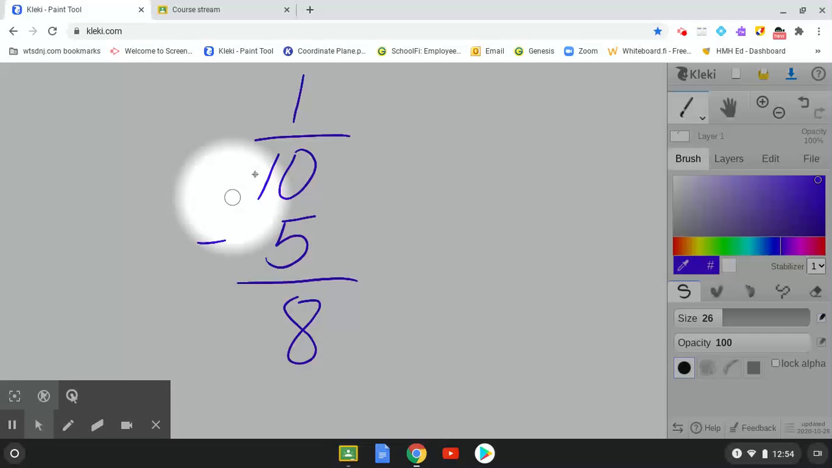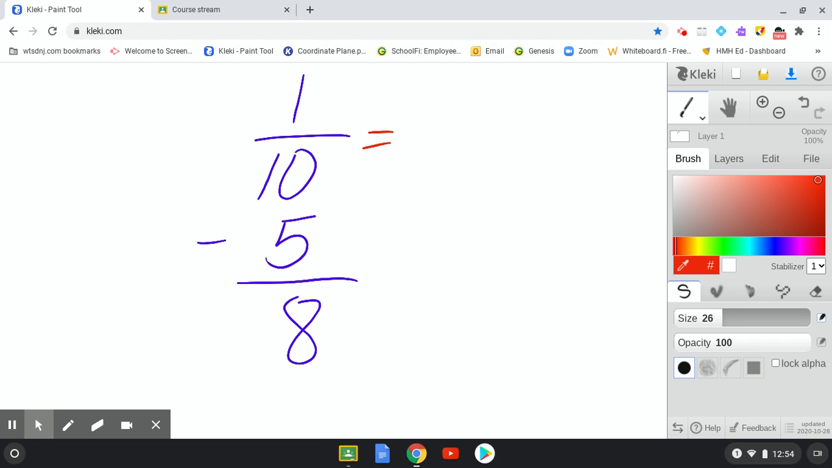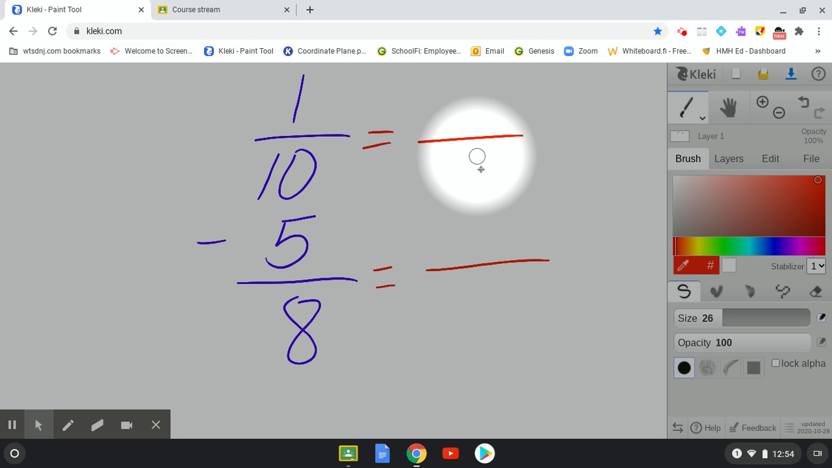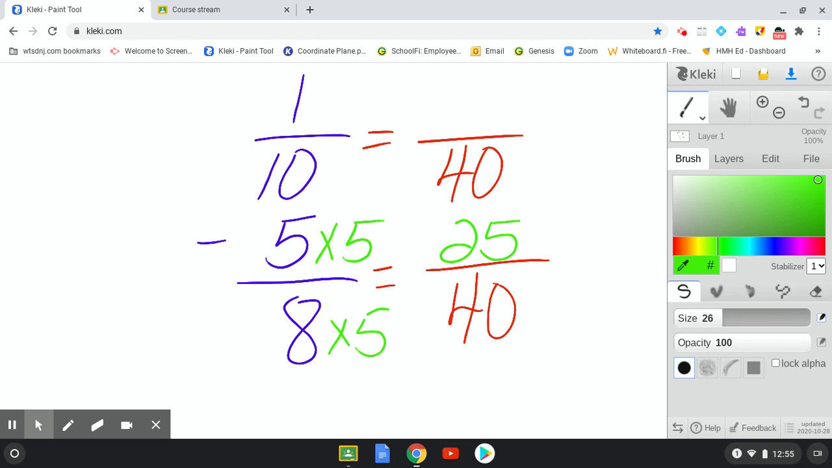Okay? All right, so here I have 1/10 minus 5/8. Again, I need to find a common denominator, looking to see what they both have in common. All right, so if I can't think of anything, I could do 10 times 8 and have 80, but I happen to know that they both have a common denominator of 40. I know they both can go into 40, so I'm going to use 40. So 8 times 5 gets me to 40. 5 times 5 gets me to 25. 10 times 4 gets me to 40, and 1 times 4 gives me 4.